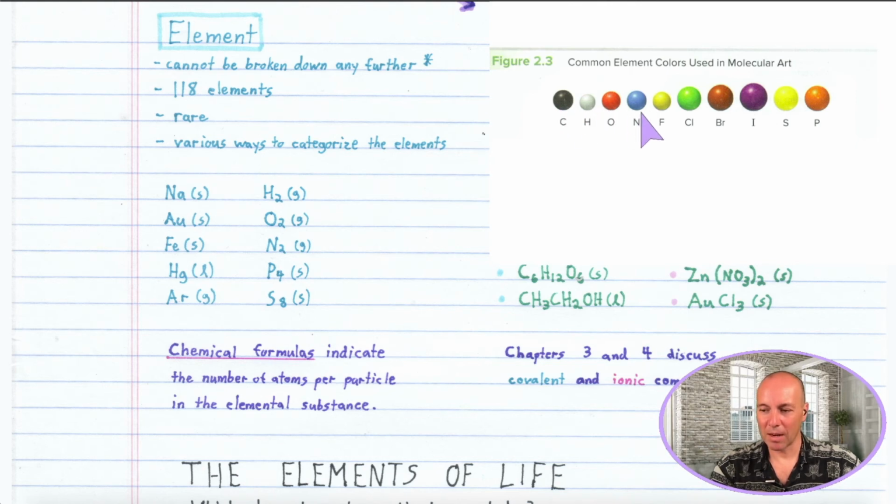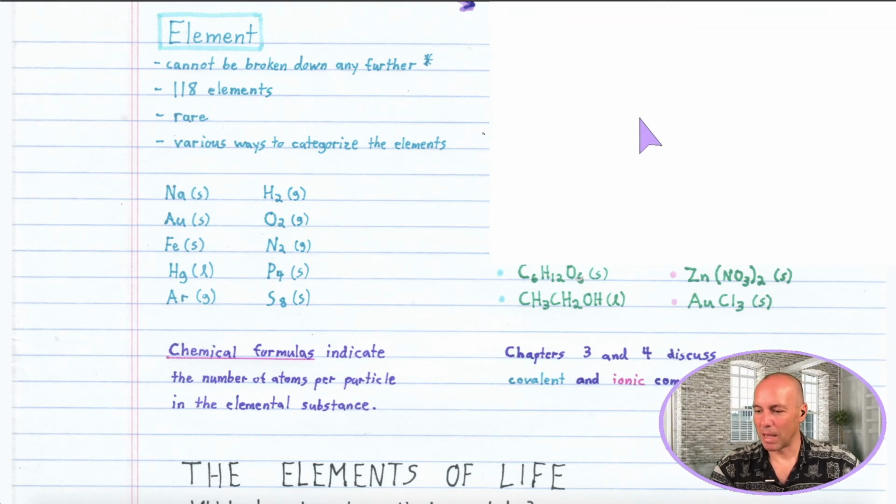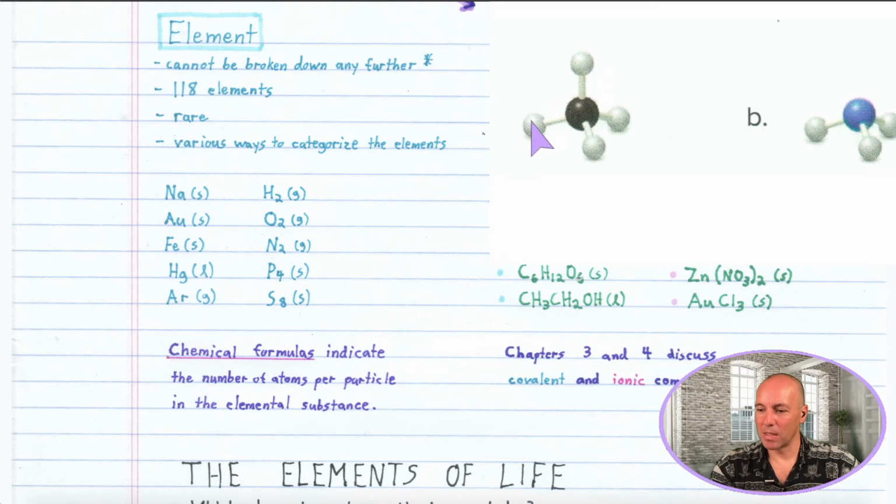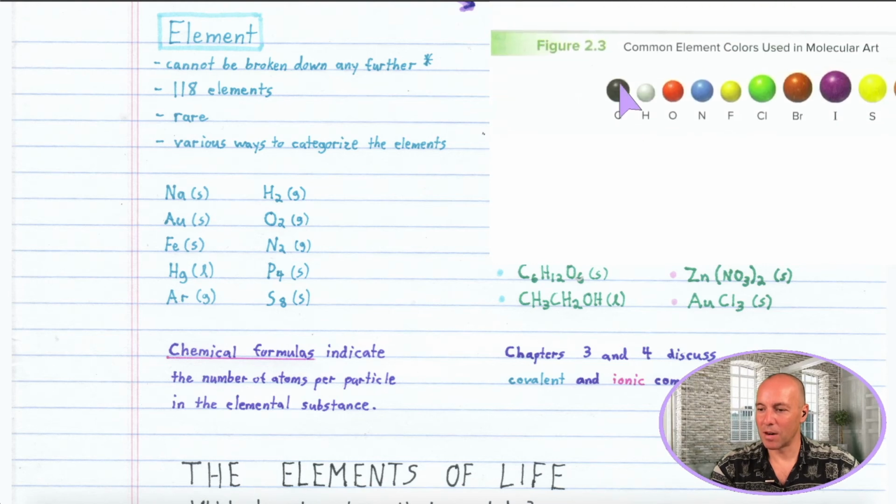If you remember that color coding scheme, then you can look at ball and stick models of various substances to see what they are. So looking at this first one right here, you have 1 black atom connected to 4 white ones. So the black one, again, is carbon, and the white one is hydrogen.